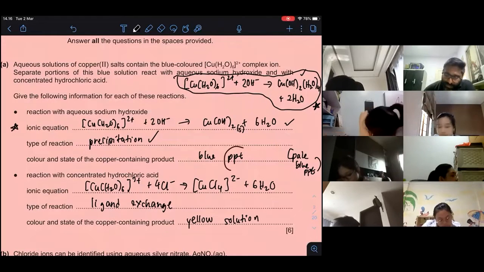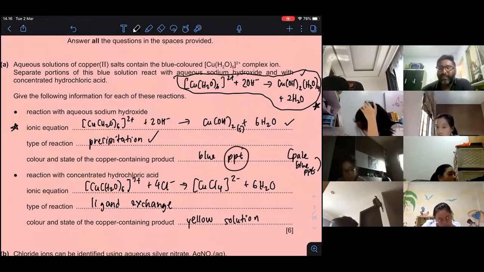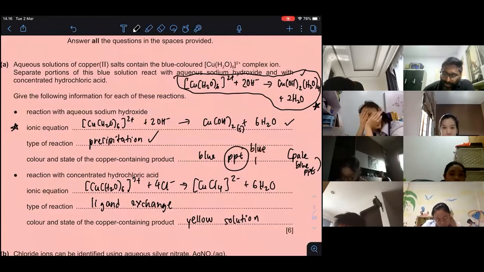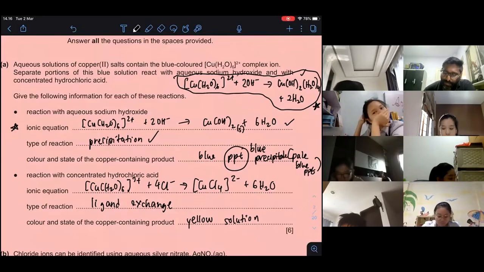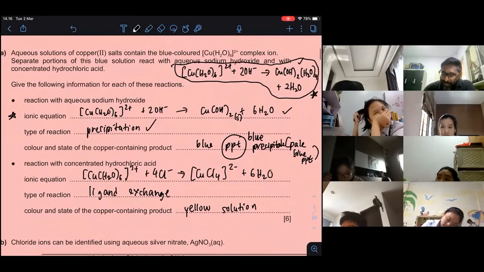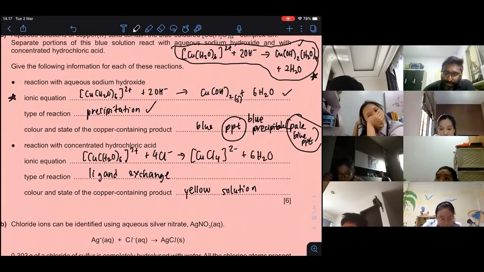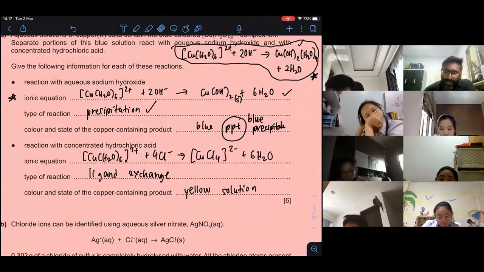Here, I think don't use this term. I'm just using PPT over here for your class, but it's supposed to be blue precipitate in full. To be exact, in your textbook they mention it's going to be pale blue precipitate. So you choose which one you want to give, but it's supposed to be blue precipitate. It's not solution. Blue precipitate.